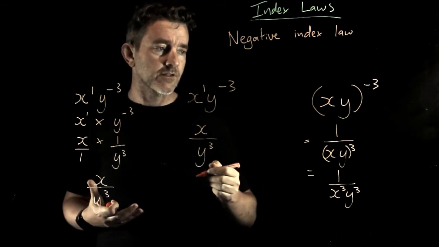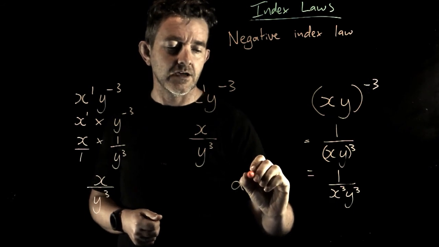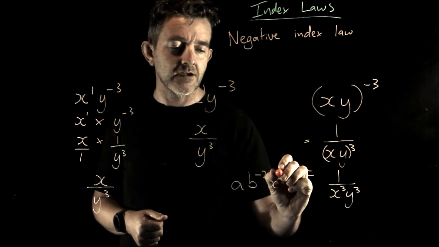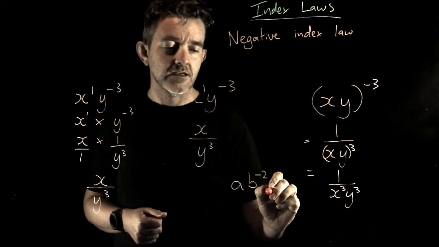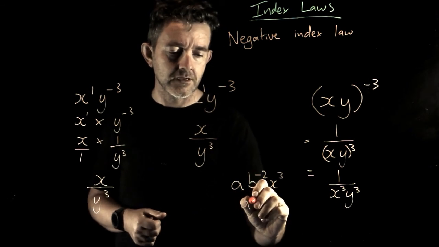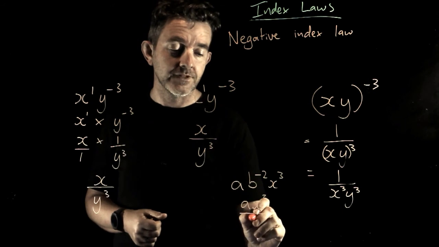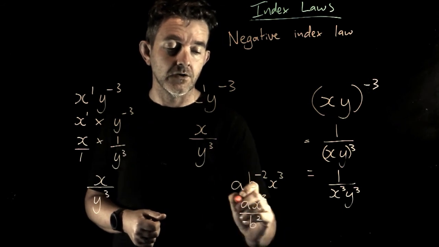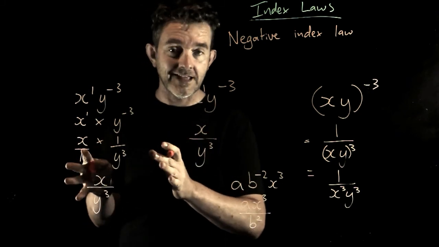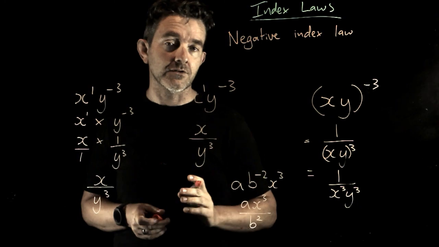So if I did another quick example, if I had a times b to the power of -2 times x to the power of 3, what's going to happen with those? The a and the x cubed are going to stay on top. And the b to the power of -2 is going to become b squared on the bottom there, okay? And like I showed you here, you separate them all out, that's how it's all going to work out, but there's a little bit of a shortcut for you if you come across that situation.